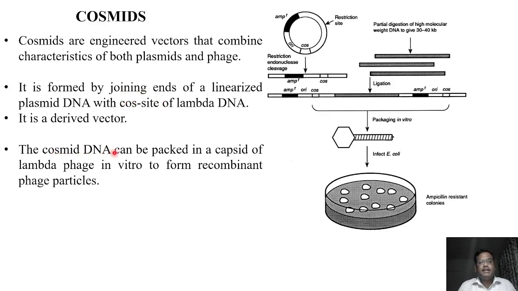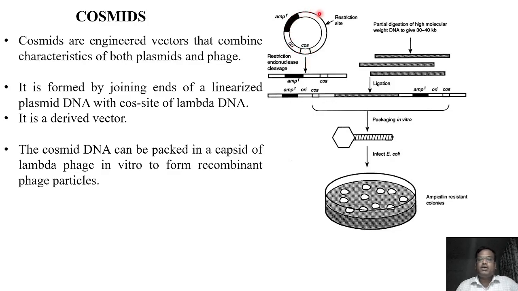The cosmid DNA can be packed in a capsid of lambda phage in vitro to form recombinant phage particles. So, what is the specialty of cosmid? So, this is the plasmid, right? And a cosmid which has COS sites, right?